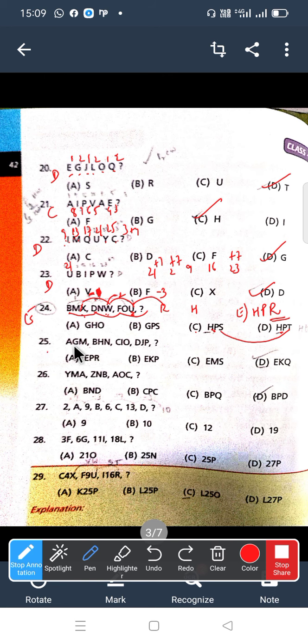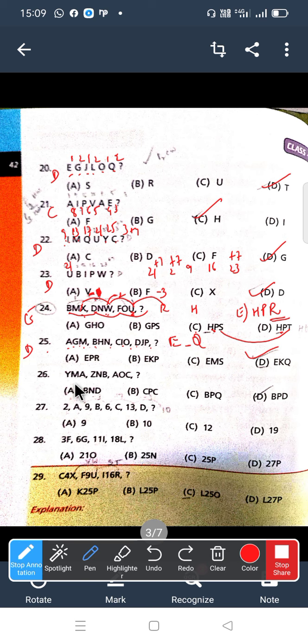Now 25th one is AGM, BHN, CIO, DJP. If you observe the letters here, A, B, C, D, next E letter should come. Now coming to the last one, M, N, O, P, last letter should be Q. Okay, leave the first middle letter because you have only one option starting with E and ending with Q.